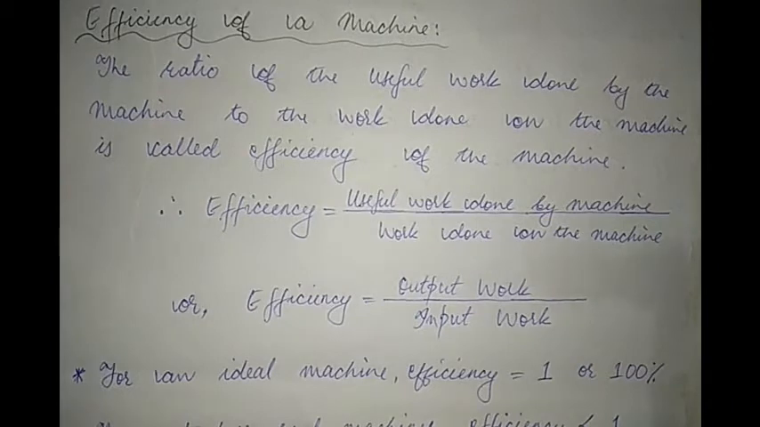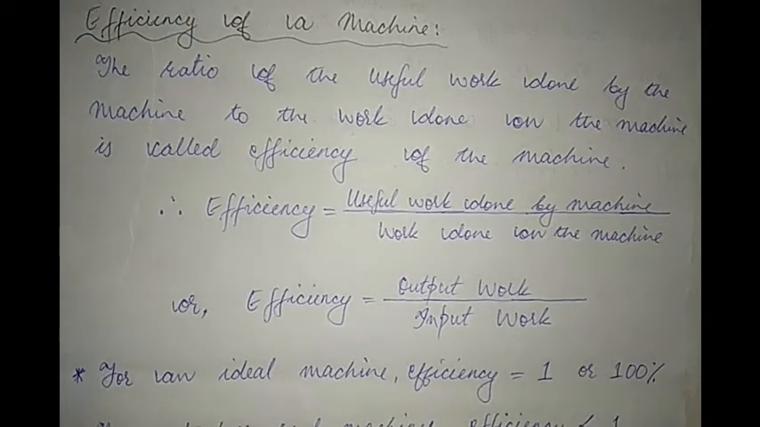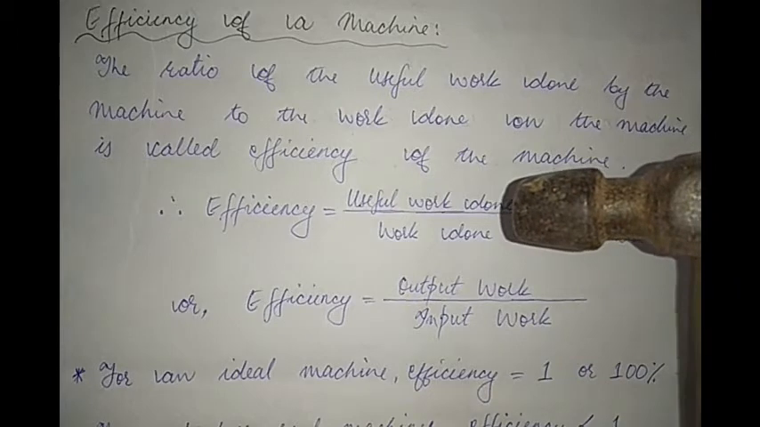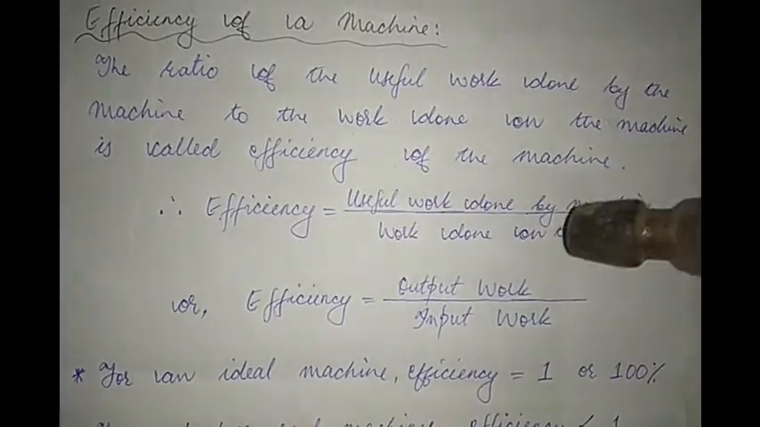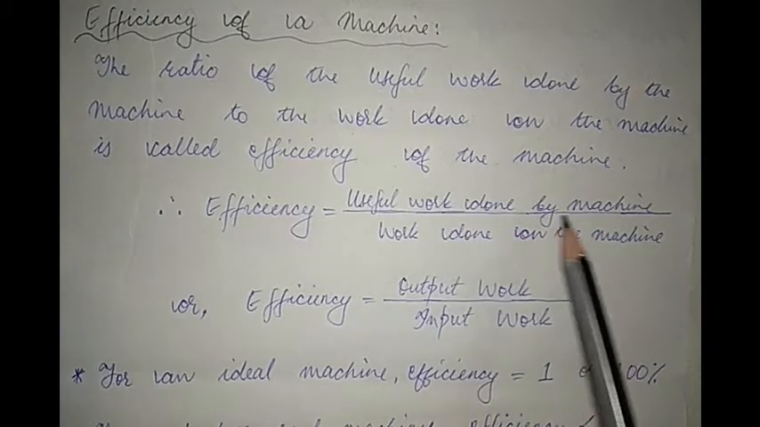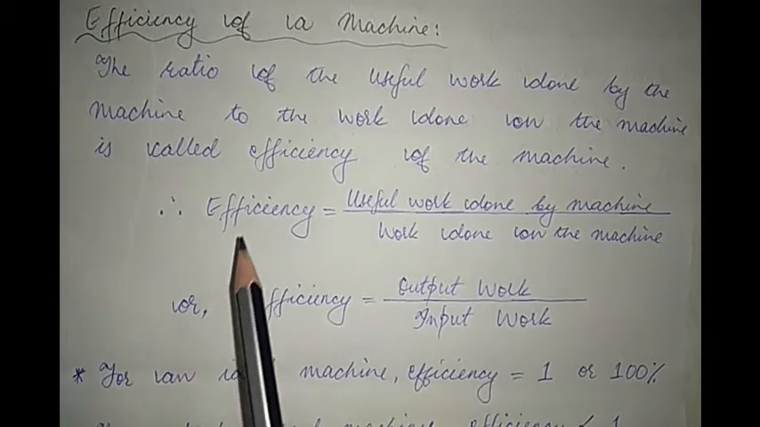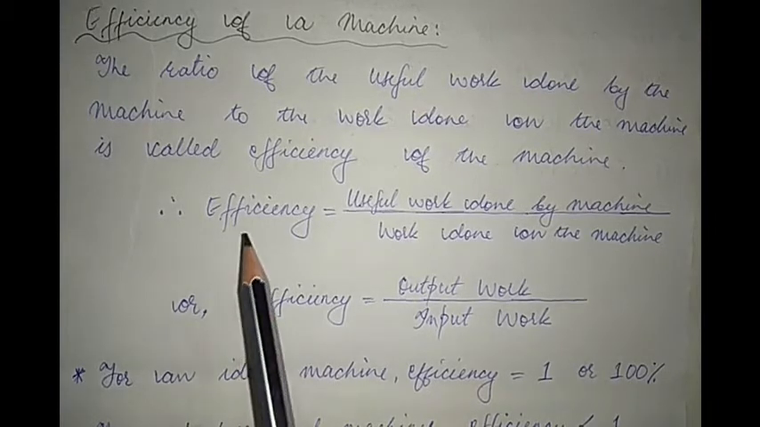But then what happens is, because of the input work that we are doing on the machine, the machine in return also does some work by itself. Like in case of the hammer, it drives the nail inside a wooden block. Therefore, the work done by the machine divided by the work done on the machine is called the efficiency of a machine. Every machine, be it a simple machine or a complex machine, will have its efficiency.